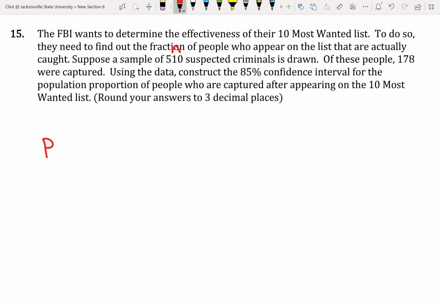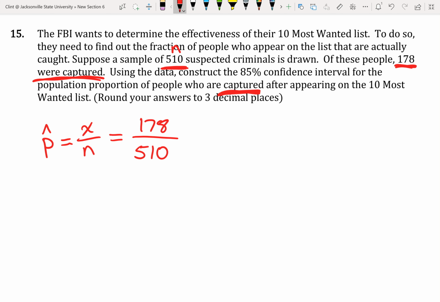So first, we need our point estimate, the sample proportion, p hat. The way we get that is we do x over n, where x is the number of data values that have the characteristic we're counting. We want the ones who were captured, so we had 178 of those. So 178 goes on the top. n is our sample size, 510. So 510 goes on the bottom. Okay. And if we take our proportion here, 178 divided by 510, and if we round that to 3 decimal places, we get 0.349. So that is our sample proportion.